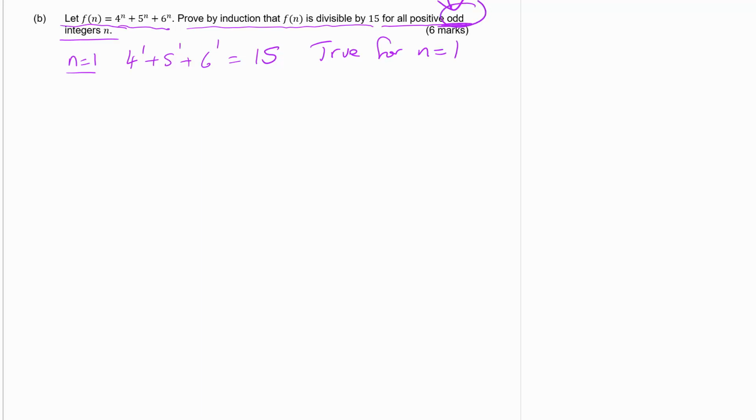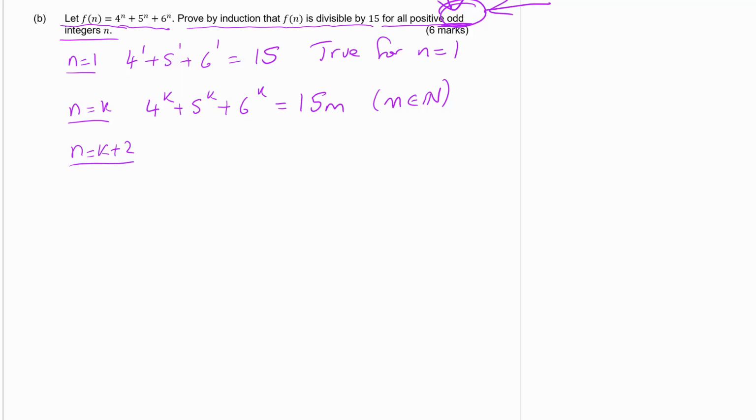Now, because it says odd ones, if we now look at the n equals k case, we can say that 4 to the k plus 5 to the k plus 6 to the k is equal to, say, 15m for some natural number m. But we don't go for k plus 1. We're going to go for k plus 2. Odd numbers. So we've shown it's true for n equals 1. The next one we need to show is 3. We can skip 2 altogether. So if we go up in 2s from 1, we get the odd numbers.